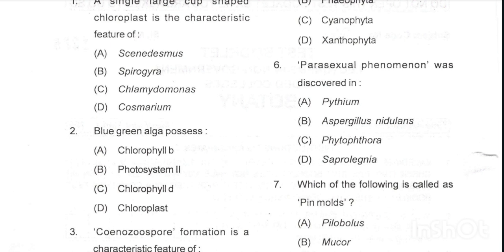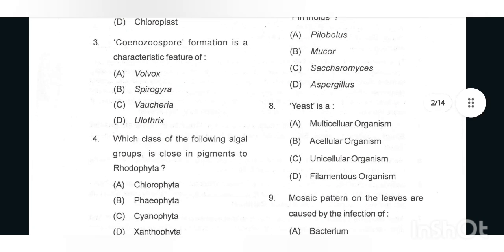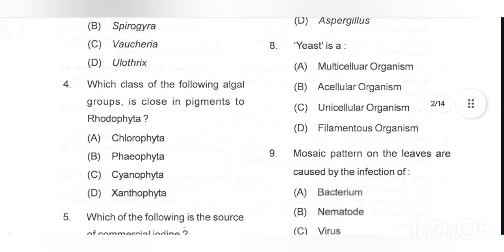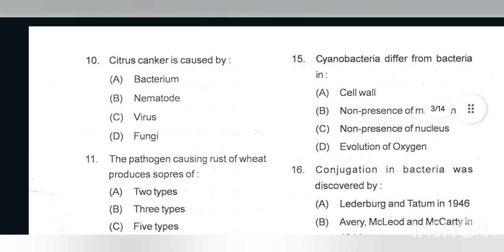Then question number 6, parasexual phenomenon is found in Aspergillus nidulans, option B. Question number 7, which is known as the pin mold? Here the answer is option B, Mucor. Then yeast is a unicellular organism. Then mosaic pattern on the leaves are caused by the infection of bacterium, nematode, virus or fungi. So mosaic disease is caused by virus. Then question number 10, citrus canker is caused by bacterium, that is Xanthomonas.